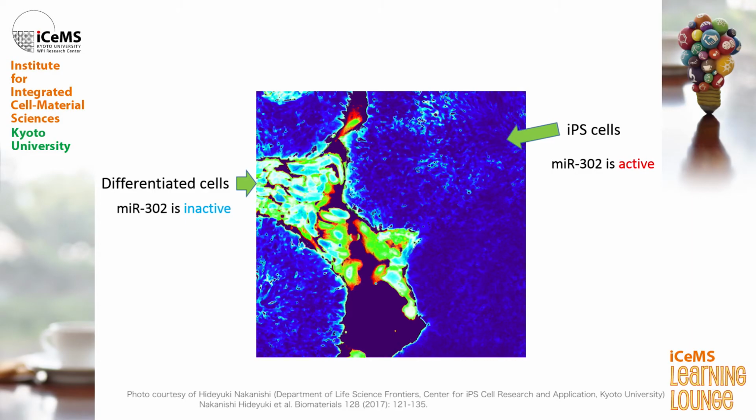This is a relative fluorescent image. The translation of our microRNA responsive switch is repressed in iPS cells because of the microRNA 302. In contrast, the fluorescent signals from differentiated cells are observed. So we can distinguish these differentiated cells and iPS cells.